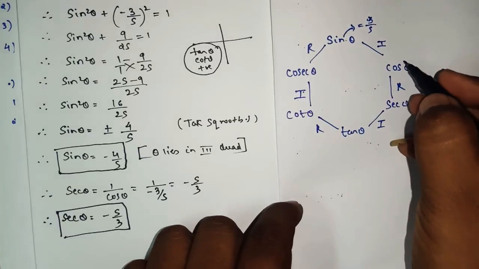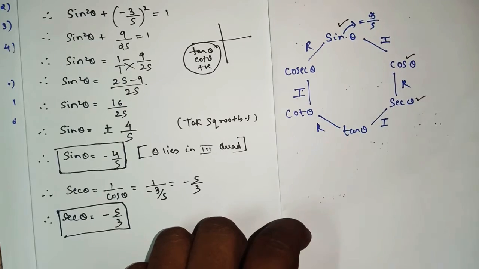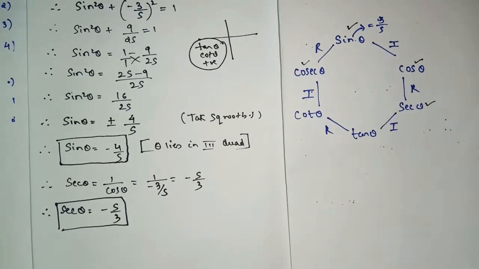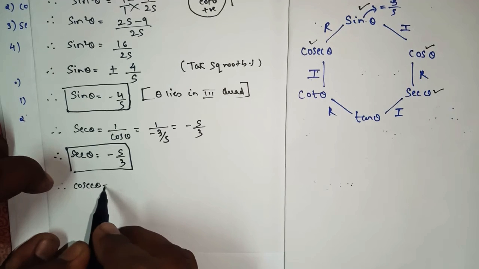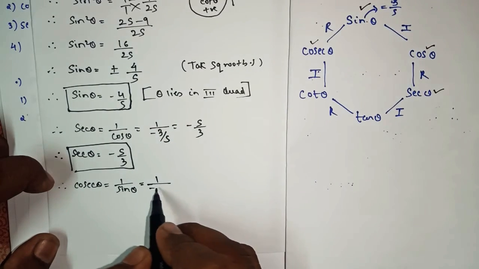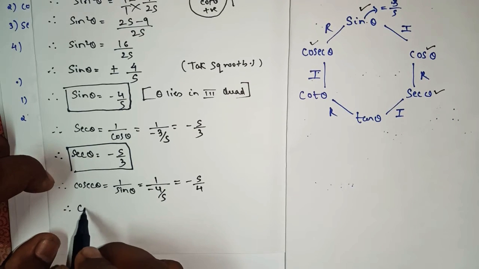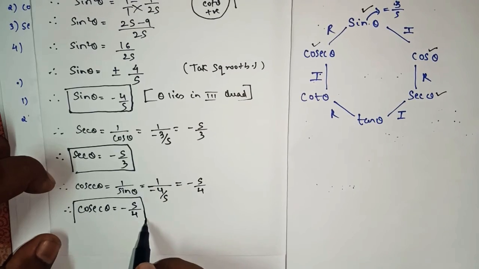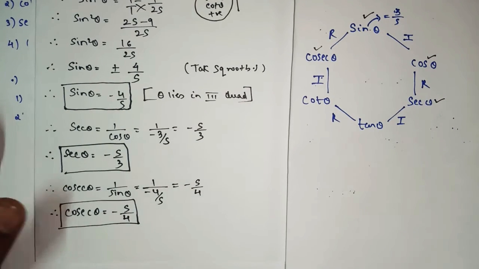So from cos we got sine and we got sec. So from sine easily we can find what? Cosec. So what is the relation? It is reciprocal. So therefore you will write cosec theta is equal to 1 upon sine theta. So that is 1 upon sine theta, it is minus 4 upon 5. So here it will be minus 5 by 4. So therefore cosec theta will be equal to minus 5 upon 4. Clearly we can see that the relation between sine and cosec is the reciprocal relation.